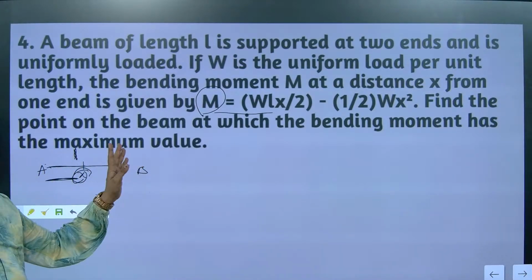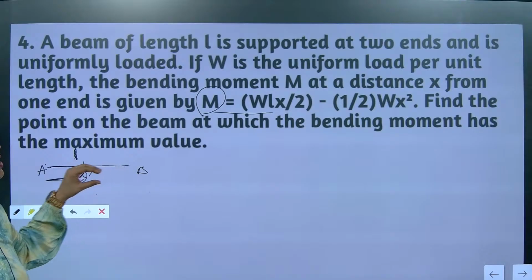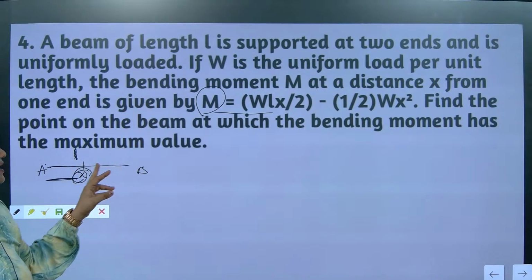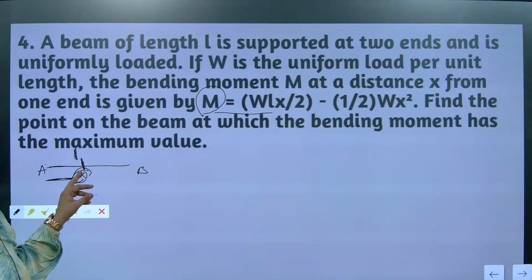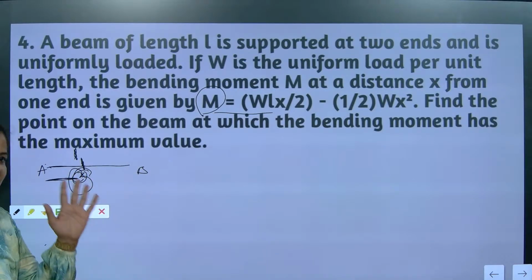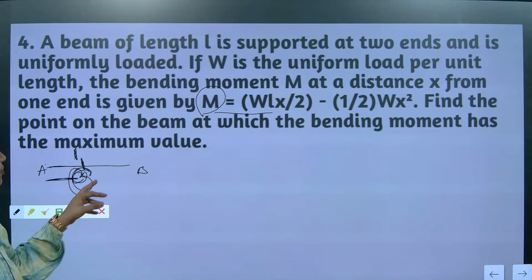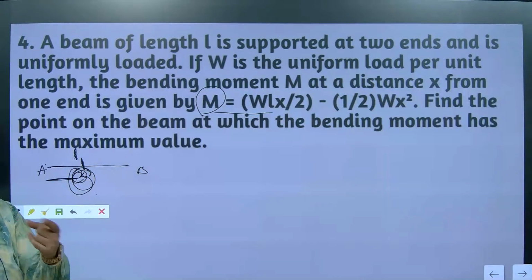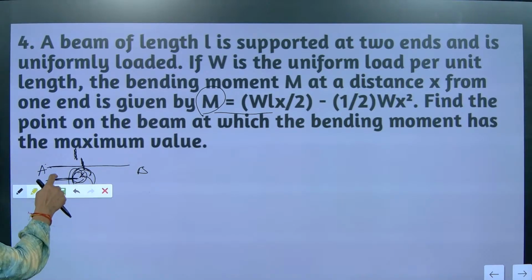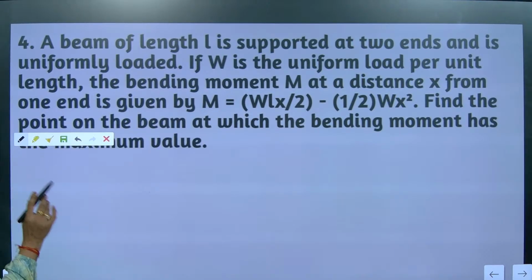What is the total length? L. And it is uniform. Uniformity is represented by W. Now in the entire length you have to search for x, where the bending moment will be maximum. So actually you have to find the maximum only. The entire story is just to build up. So maximum value only we need to check.